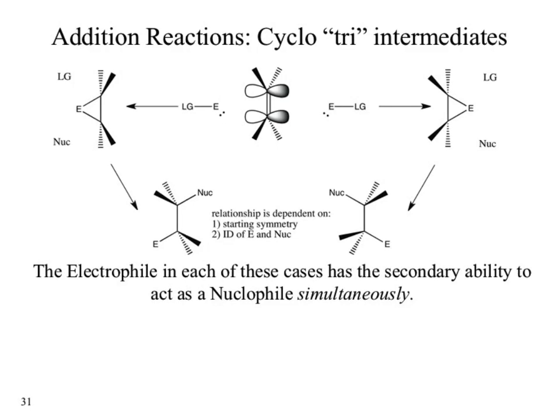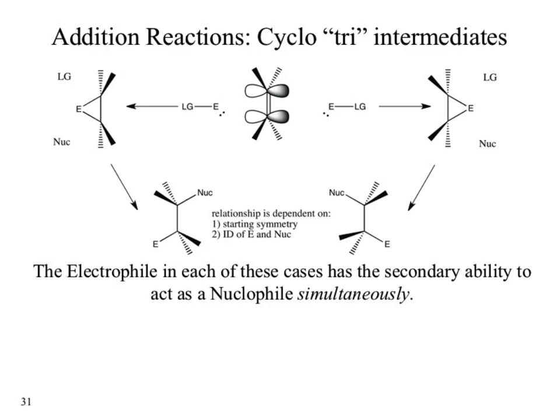Where we ended on Monday was looking at our addition reactions with the cyclo tri intermediates, so forming a three-membered ring. Did you guys have a question? No? With those three-membered rings, if they continued on to a secondary step, the nucleophile would have to come in from the back side to eject your electrophile. Right?